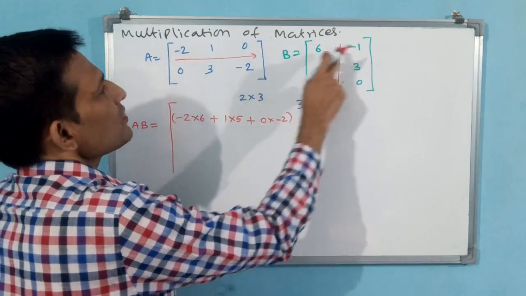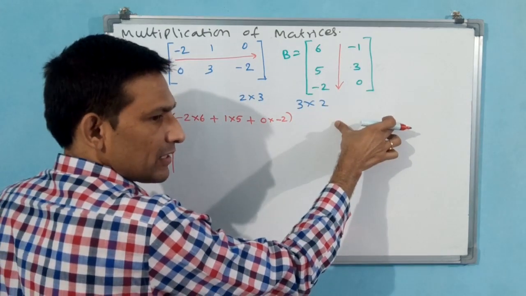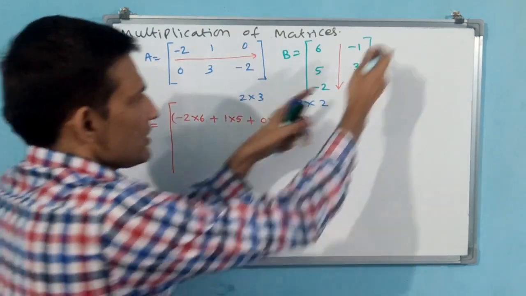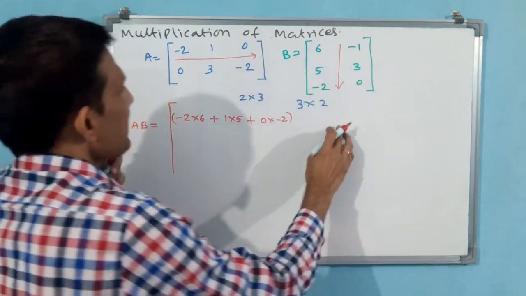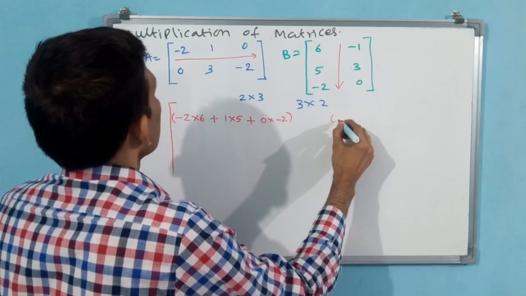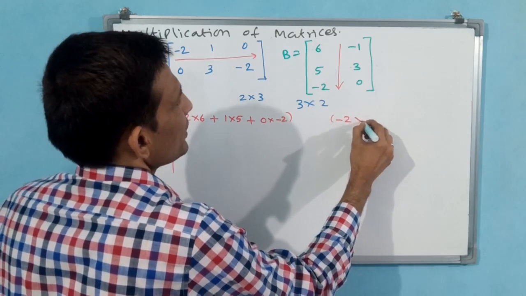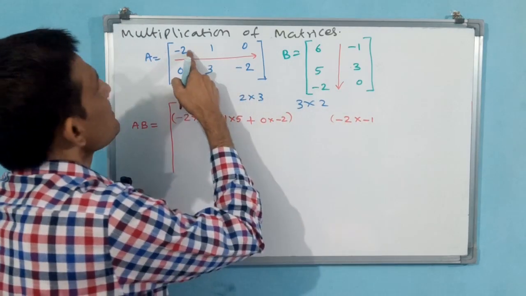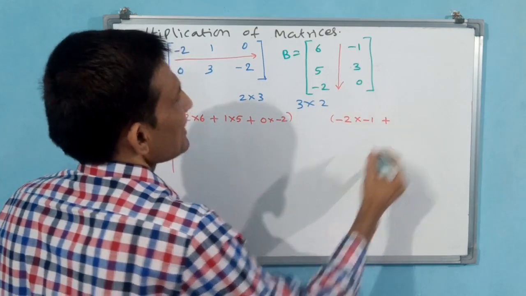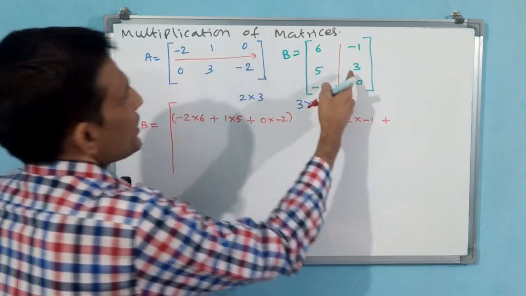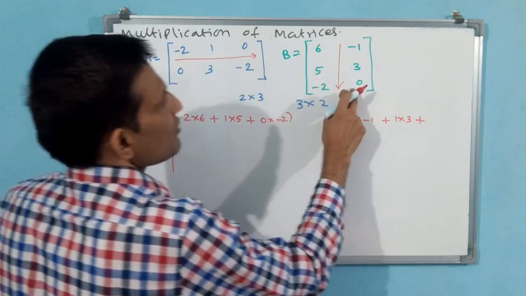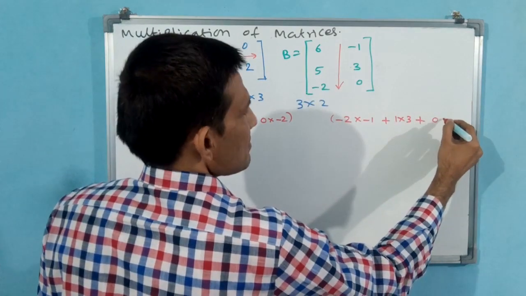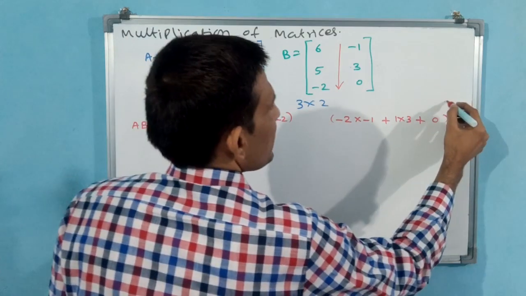Now first row, second column. Here first row, second column. Why? Because first column, second column. First row. Here it has to come. First row, second column. Write down -2 into -1, -2 into -1 plus 1 into 3 plus 0 into 0, 0 only. Okay? Okay.